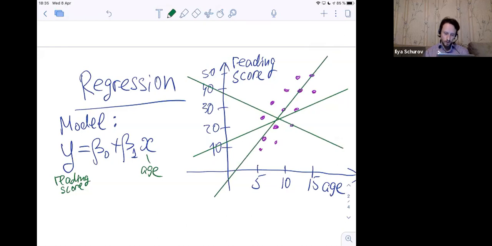Let me enumerate them in some way. This is first, this is second, and this is third. Which line is the best of these three? Which line is the best fit? Number three. Why number three? How do you find it?